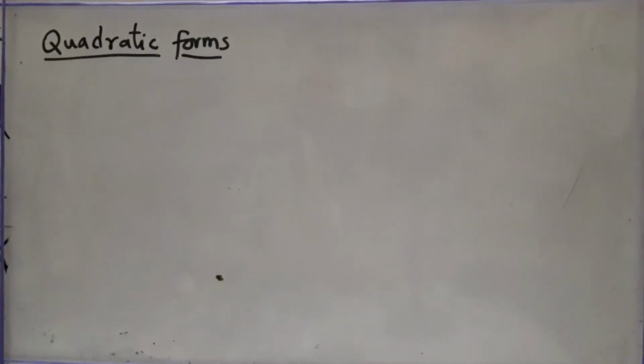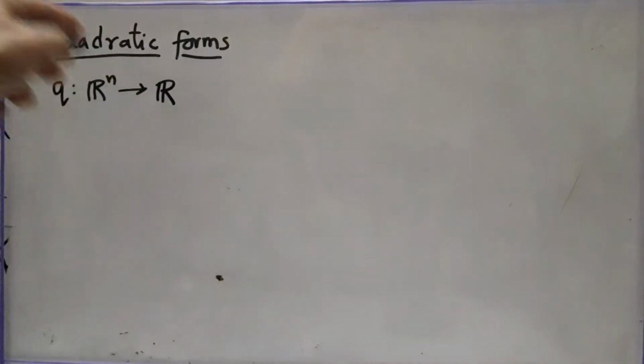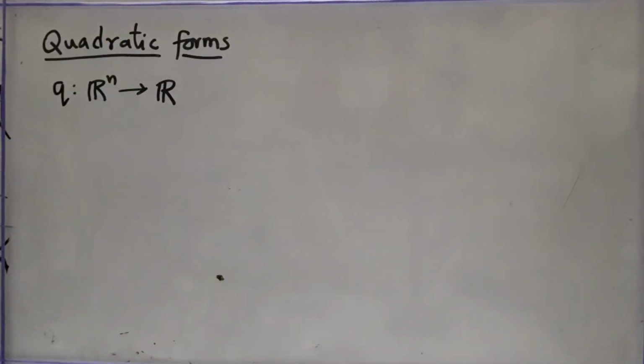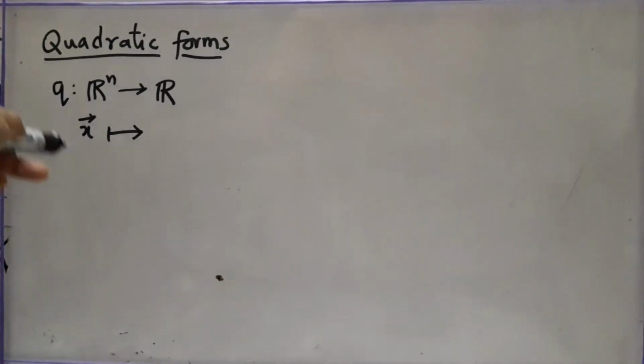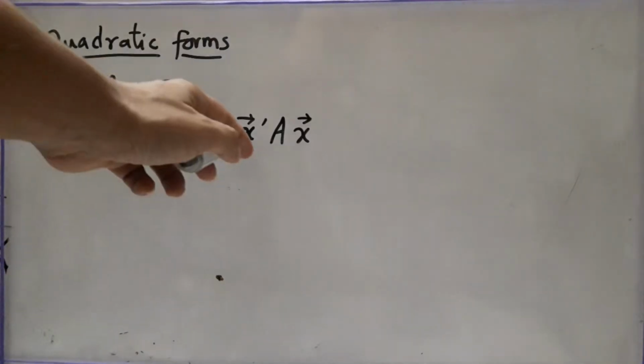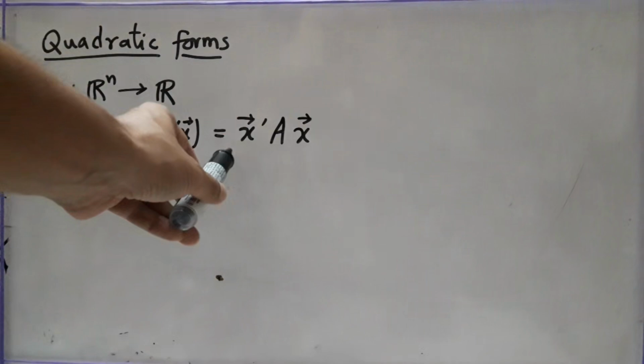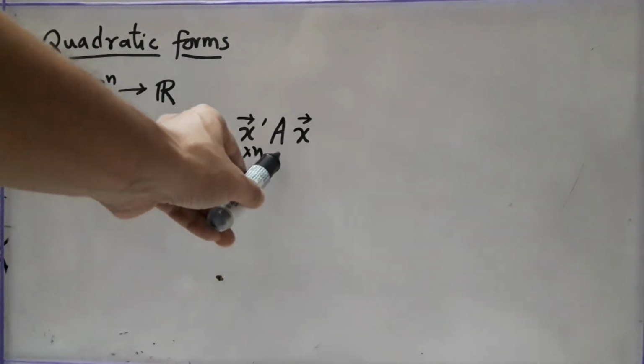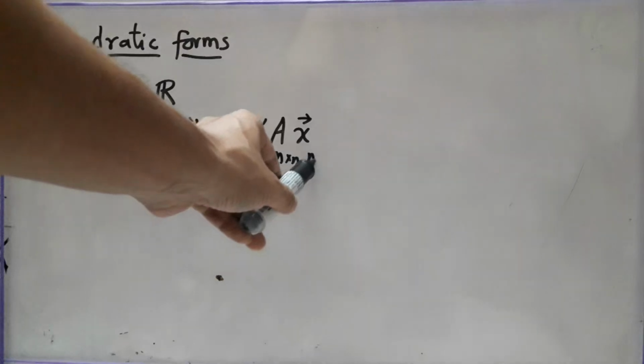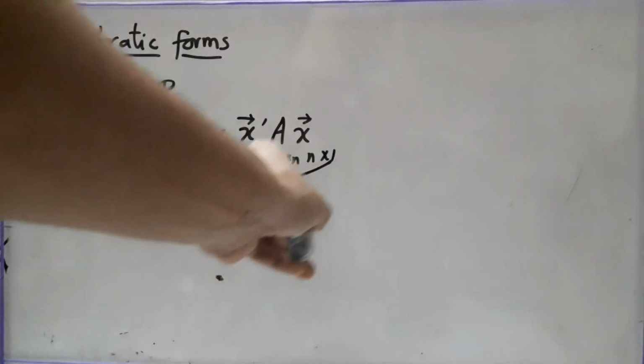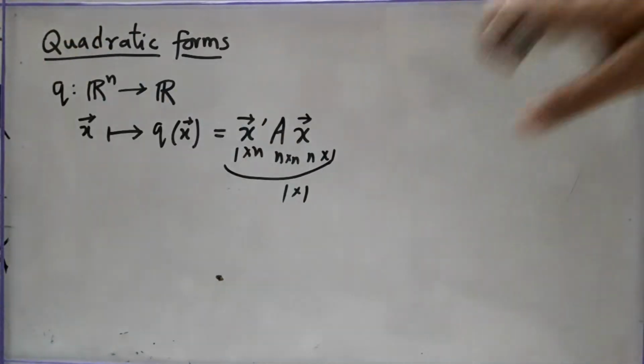In this and the next video, we shall talk about distribution of quadratic forms. By a quadratic form, we mean a function from R^n to R. So it's a quadratic form in n variables such that an arbitrary vector x in R^n is mapped to x transpose Ax. So this one is 1 cross n, this is n cross n, and this is n cross 1. So the entire thing is 1 cross 1. So it is indeed a scalar.